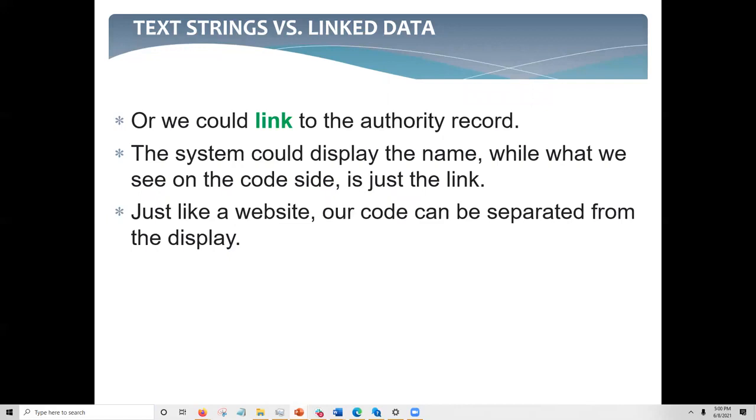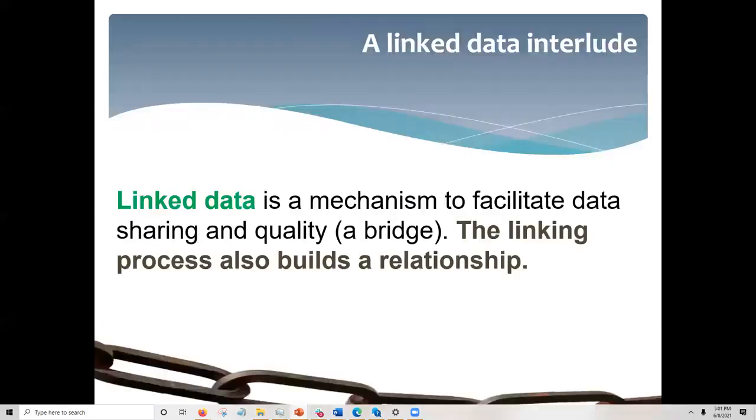But then if we looked on the code side, or the MARC record side of it, we'd just see a link. So just like a website, our code can be separated from the display. And this is something that cataloging, to me, is kind of a missed opportunity, where we still show people so much MARC coding. We've tried to be better about it, and now you have to look behind the scenes to see the MARC coding a little bit. But we could do a lot more of this, separating it out so it doesn't feel so library jargony. And we're working on it.